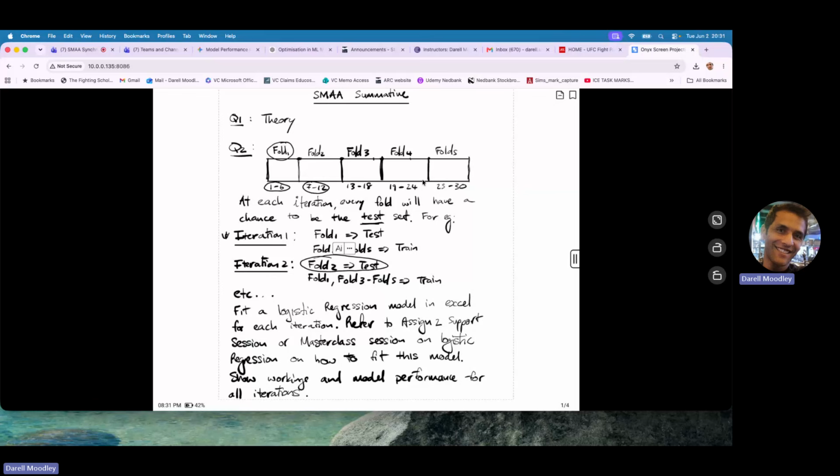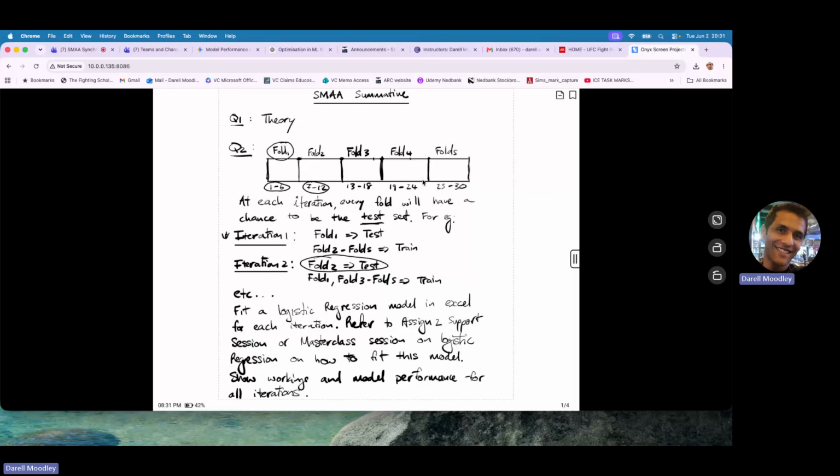A note on this question is that you need to show your workings and how you fit the model, and you need to show the model performance for each of these iterations. So how it performs, like how its predictions compare to the actual amounts, and you need to use the relevant metrics for performance. So read the question and just provide that information. Okay, so that's question 2.